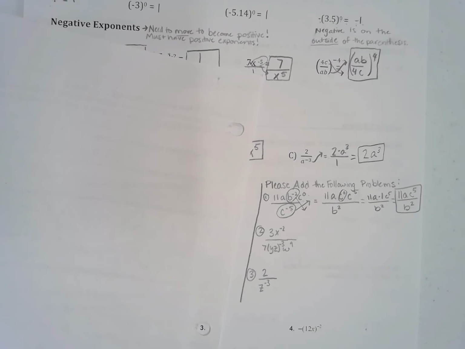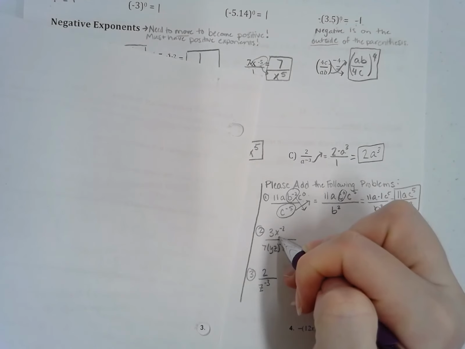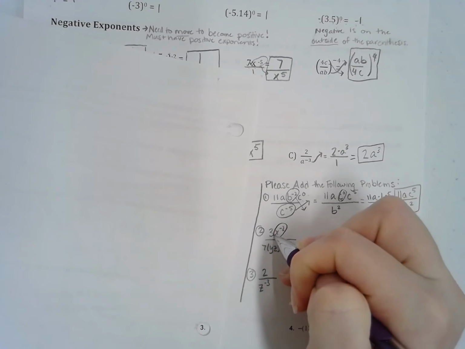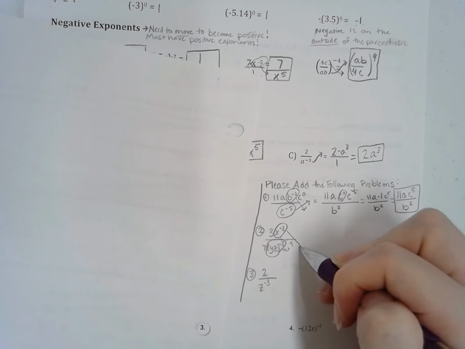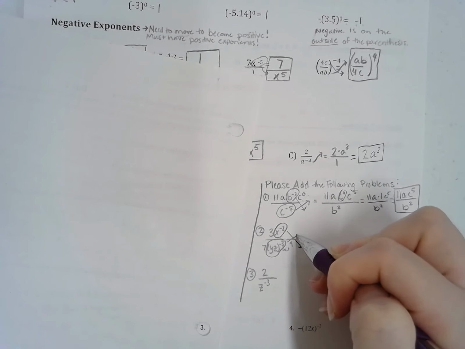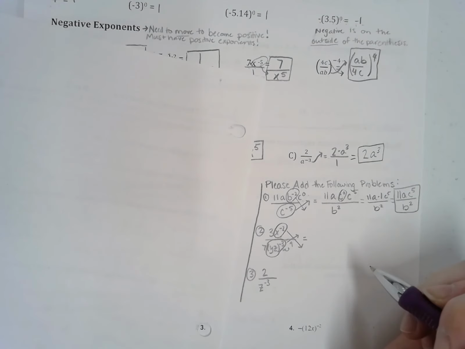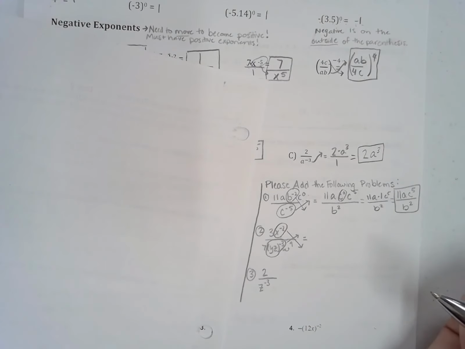Okay, this is number 2. 3x to the negative 2 over 7 parentheses yz to the negative third, w to the ninth. Again, I'm going to circle everything that has a negative exponent on it. So x has a negative 2, and this whole parenthesis has the negative 3 attached to it. And I'm going to move them. So if it's on the top, I'm going to move it to the bottom. If it's on the bottom, I'm going to move it to the top. Everything else gets to stay where it is.